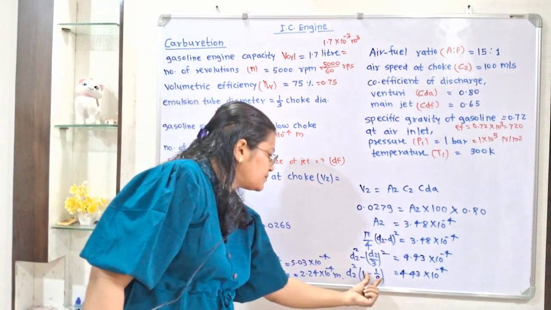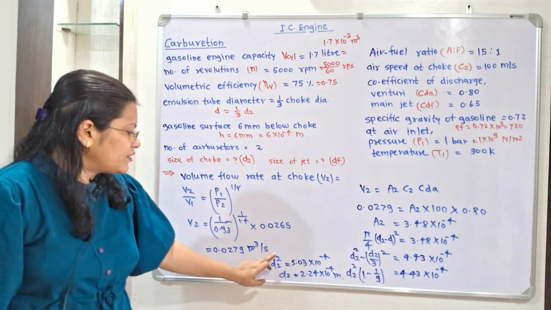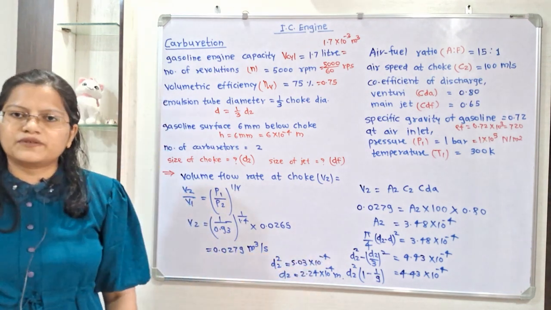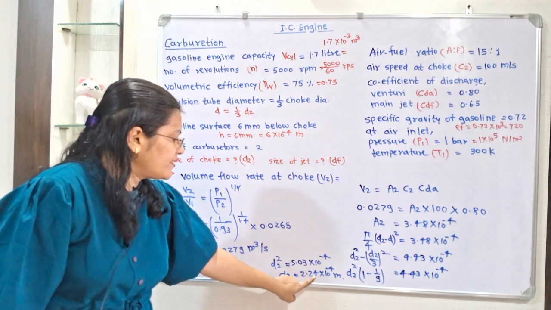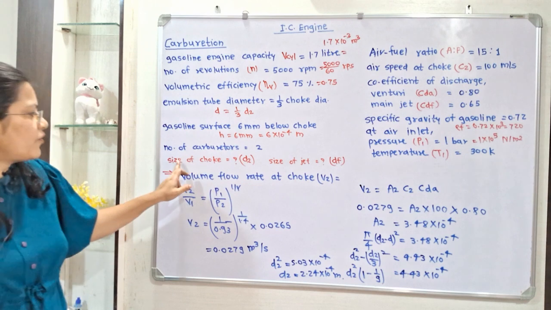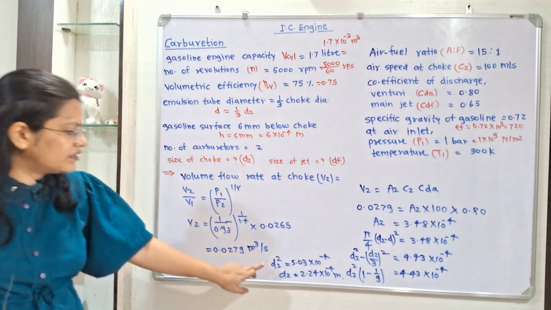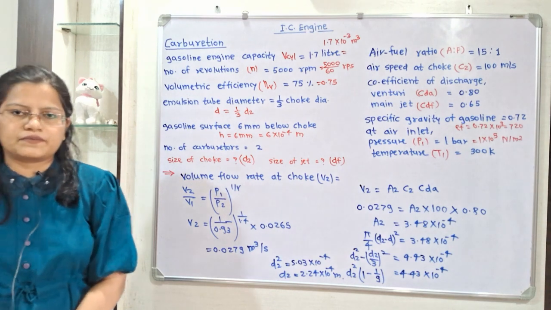So when we solve this bracket and transfer to the right hand side, then we will get D2 square equal to 5.03 into 10 raised to minus 4. So D2 is equal to the square root of this term, which is 2.24 into 10 raised to minus 4 meter. So this is the answer of the first question, size of the choke, that is the diameter D2 is 2.24 into 10 raised to minus 4 meter.